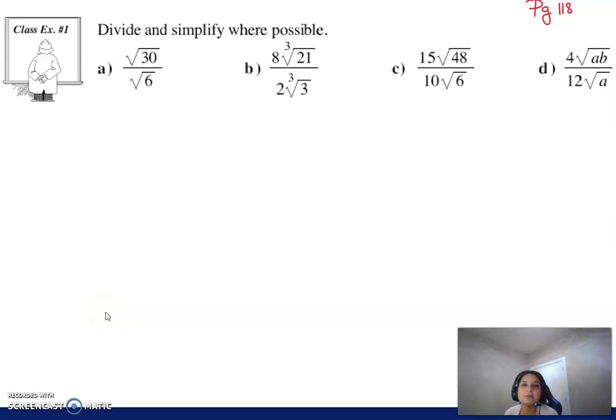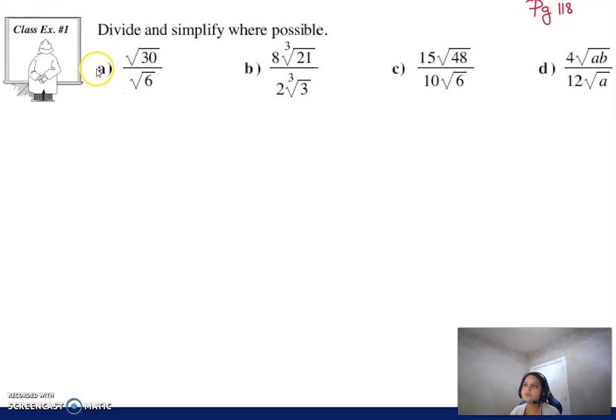Let's do class example number 1 on page 118. In this example, again, we're going to follow our rules. If you recall, the steps are that we divide numerical coefficients with numerical coefficients and radicands with radicands, and we have to make sure that the index are the same. So let's try the first example here.